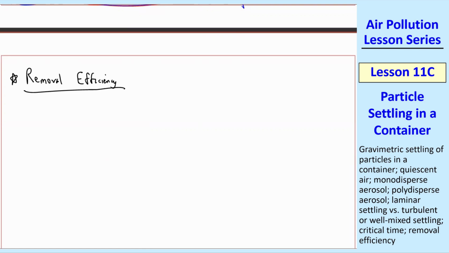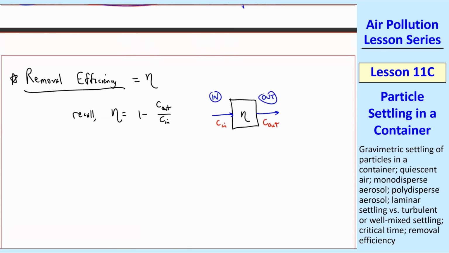We've already talked about removal efficiency when we briefly talked about air cleaners, when we talked about emission factors and things like that. Let's define removal efficiency as eta. We've already defined eta as 1 minus C out over C in whenever you have some kind of an air cleaner with air coming in, same volume flow rate of air coming out, dirty air coming in, less dirty air coming out. Here, eta is a function of time because this is an inherently unsteady process.